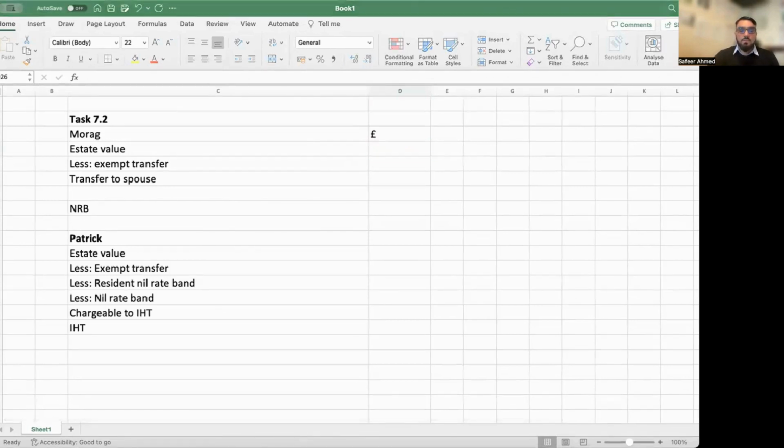As you can see, the estate value in this case for Morag is given to us, which is 530,000. So always start with the estate value. And what you do from here is you deduct any exempt transfers. Remember, transfers between spouses, between husband and wife, or between civil partners are exempt from inheritance tax.